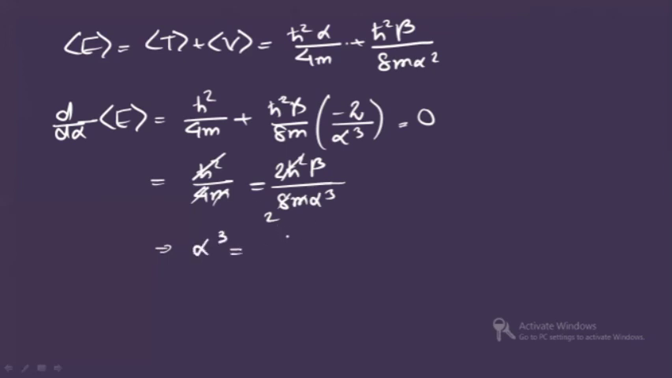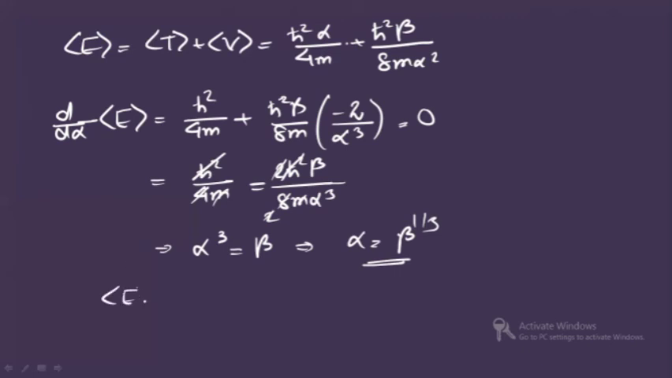Cross multiplication, it is equals to what? This 2 will also cancel this 2, right? 2 and 2 are getting cancelled. And if you see here, all other terms are getting cancelled and you are having only alpha cube is equals to beta. That means alpha is equals to beta to the power 1 by 3. Clear? This value of alpha you will put here.